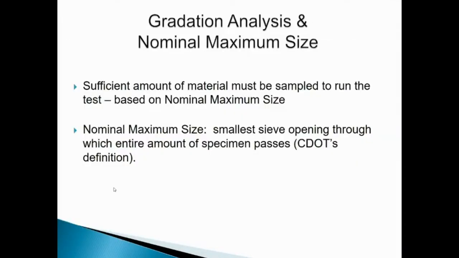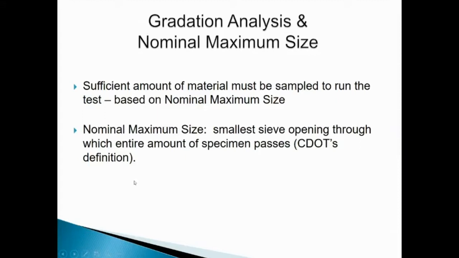To run a gradation test, you need enough material, and the amount of material that you need is going to be based on nominal maximum size. This is similar to many of the other soil test procedures where the sample mass required is based on your nominal maximum size. Something that you need to know about CDOT is that we define nominal maximum size for our soil tests different than the way AASHTO defines it.